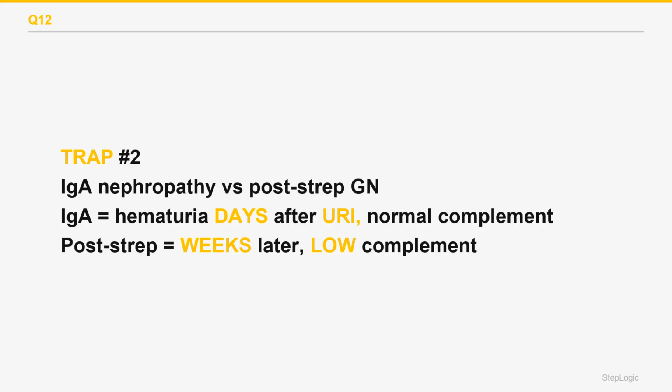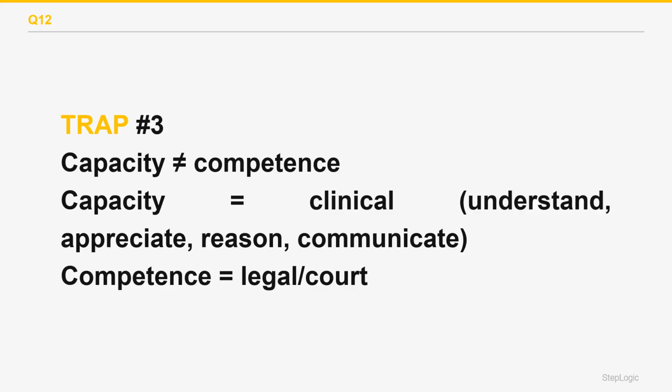Trap 2. IgA nephropathy follows an infection by days with normal complement and mesangial IgA. Post-streptococcal glomerulonephritis follows by weeks with low complement. The timing and complement separate them. Trap 3. Decision-making capacity is a clinical bedside determination with 4 elements. Competence is a legal status declared by a court. Physicians assess capacity, they do not declare competence.